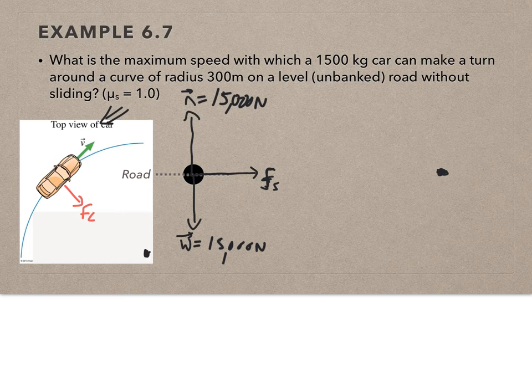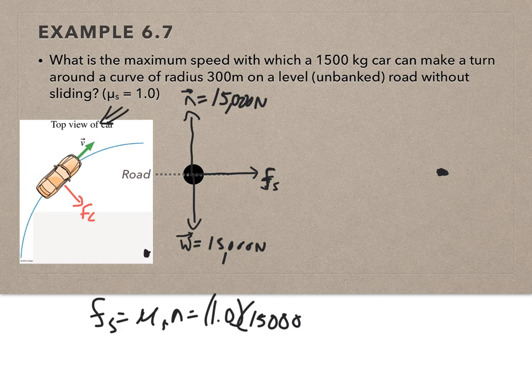I could have done a summation equation. Then I have static friction. It's not sliding, and I'm going at the maximum speed that I can, so I'm probably right at the edge of my static friction. If I'm talking about the edge of static friction, then I use my friction equation, because this tells me the maximum static friction I can hold. What is my coefficient of friction? 1. And what's my normal force? 15,000. So what is friction doing? It is providing 15,000 newtons of force inward.